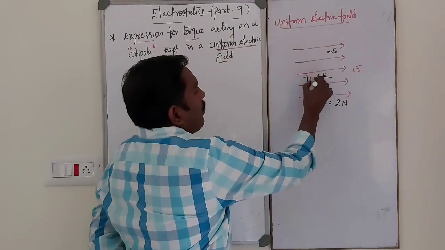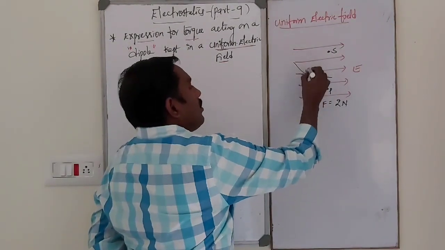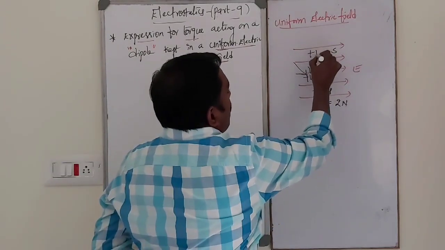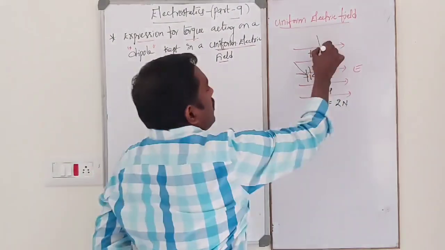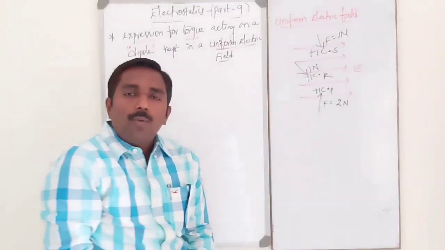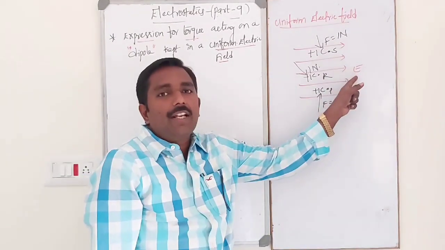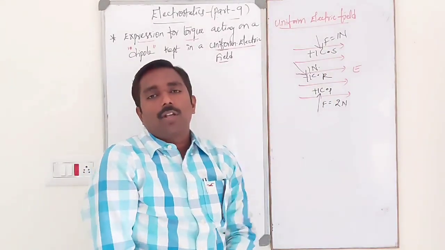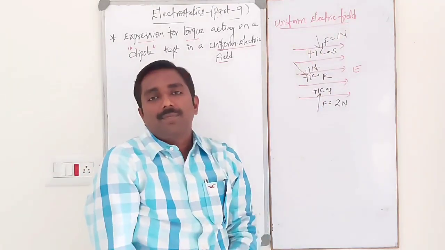And also 1 coulomb of charge placed at R. The same 1 newton force will be acting on it. And also another 1 coulomb of charge placed at S, the same force will be acting on it, that is F equal to 1 newton. So 1 coulomb of charge placed at different points in the field, the same quantity of force will be acting on it. That is called uniform electric field.